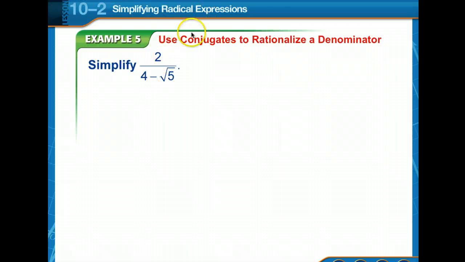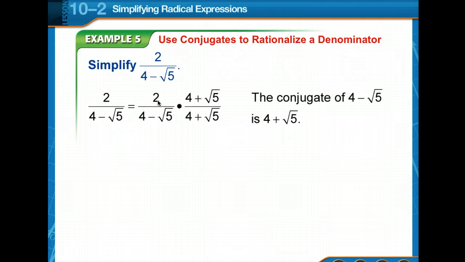Now we have got something a little more difficult. We need to rationalize this denominator, but there's a 4 added to this negative square root of 5. So we're going to use what's called a conjugate to simplify that. Whenever we're talking about a denominator, the conjugate is just the opposite operation. So this one's minus. So the conjugate of 4 minus radical 5 is 4 plus radical 5. Whatever you multiply the numerator by, you've got to multiply the denominator by. So we're going to multiply both of these by 4 plus radical 5.